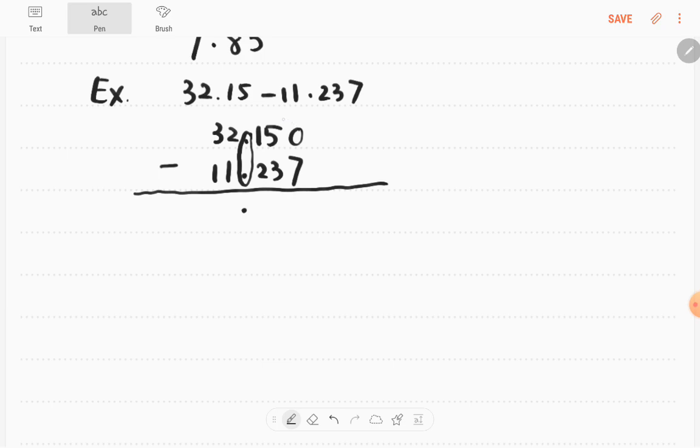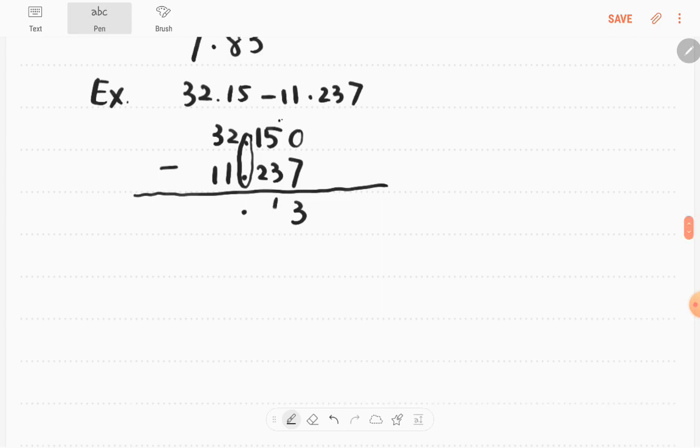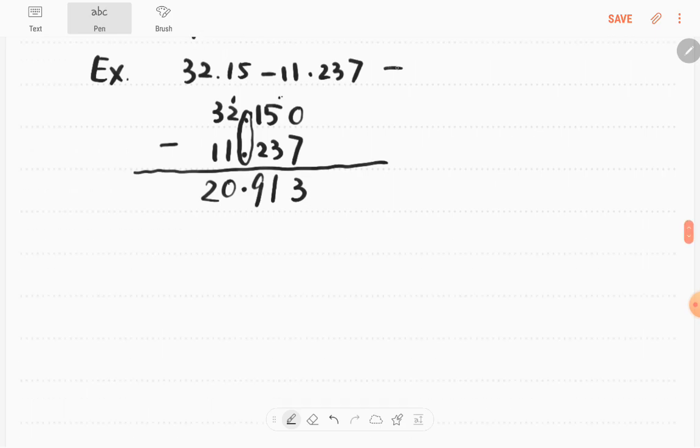So for this part, we can treat it as 10, so that's 3. And this will be 4, right? So 4 minus 3 will be 1. And this time it will be 11 minus 2. It's 9. And 1 minus 1 is 0. And it's 2. So our answer is 20.913. Let's try another one.